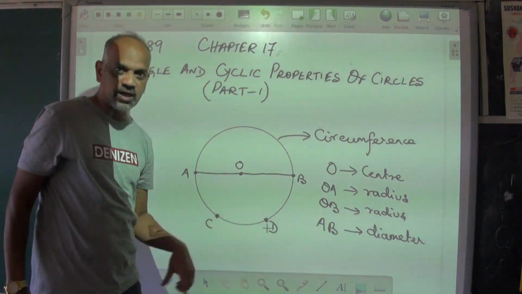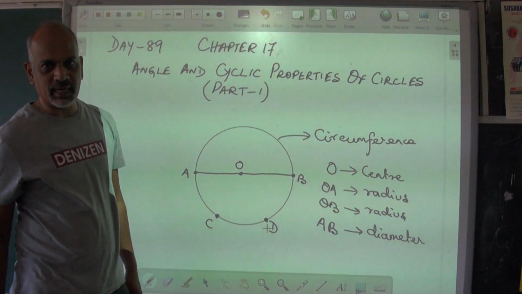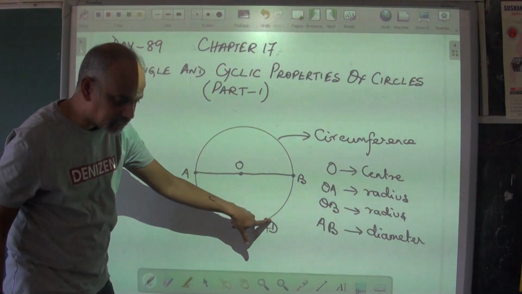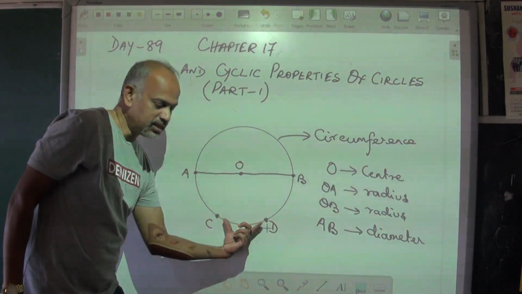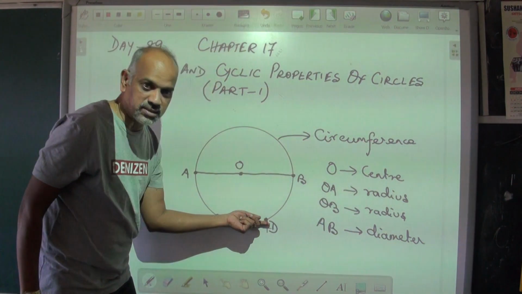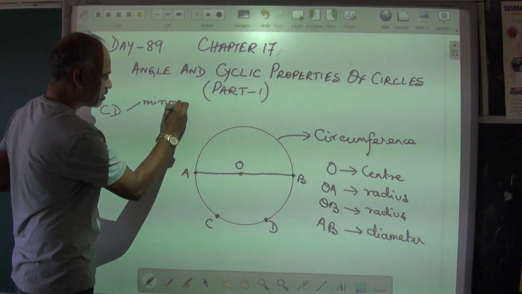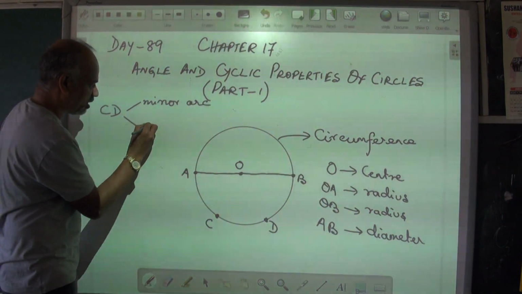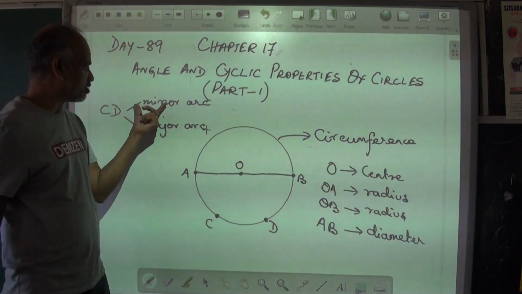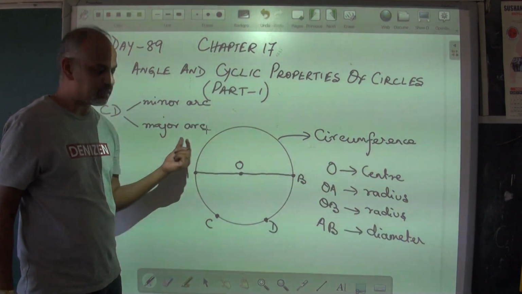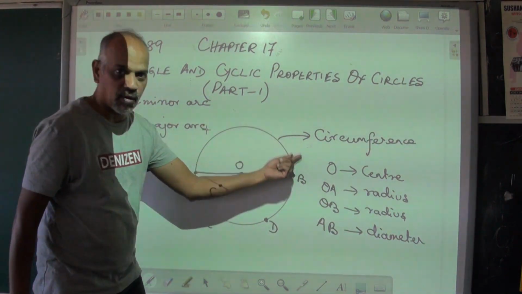Now these parts of the circumference are called arcs. The smaller one is called a minor arc, and the bigger one is called a major arc. So this is the minor arc CD, and this is the major arc CD. So CD can be a minor arc or it can be a major arc. If the arc is smaller in length, it's called a minor arc. If the arc is bigger in length, then it's called a major arc.